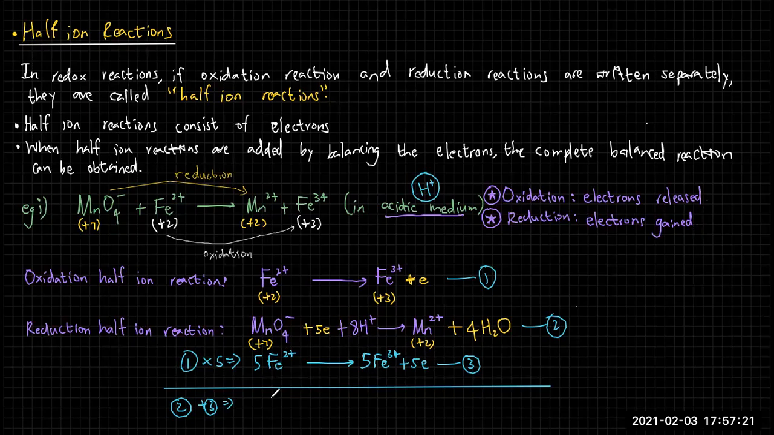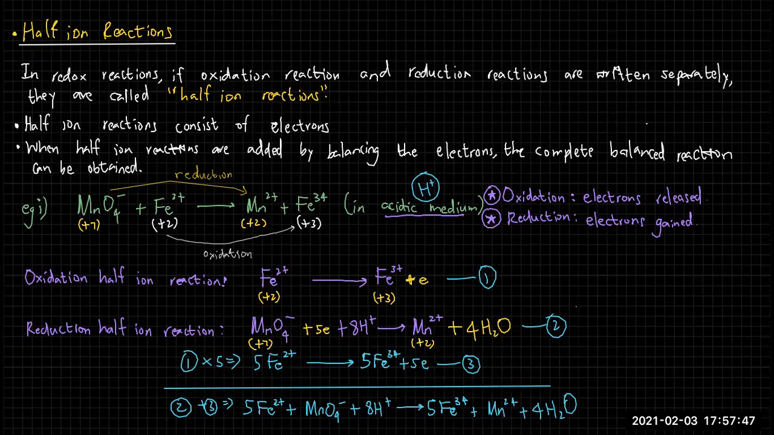They will get cancelled out, and the remaining ones, 5 Fe2+, you just write them: 5 Fe2+ + MnO4- + 8H+, and on the other side 5 Fe3+ + Mn2+ and 4 water. This is the completely balanced reaction.